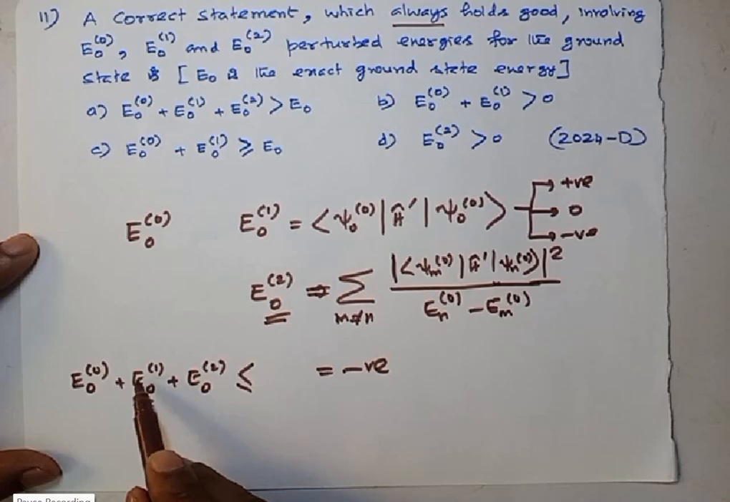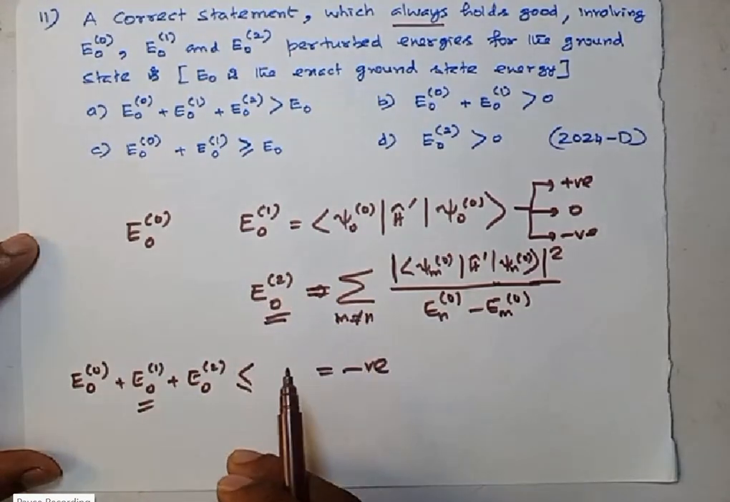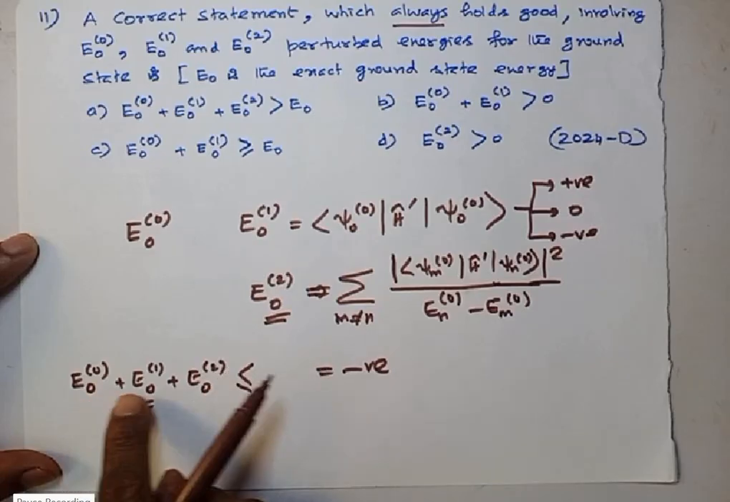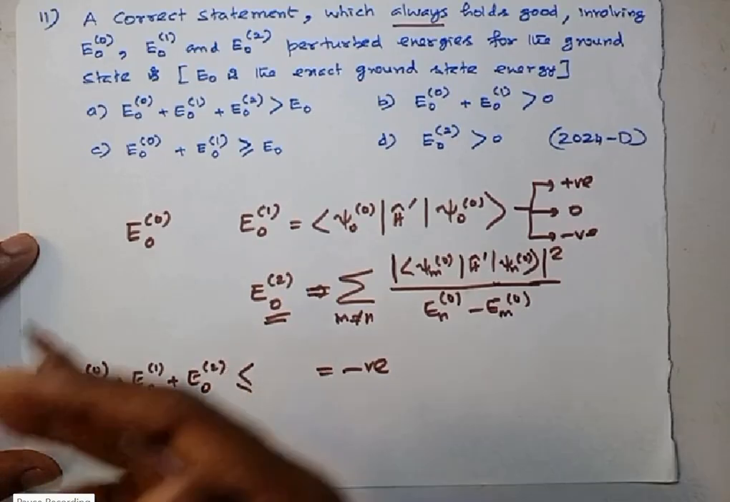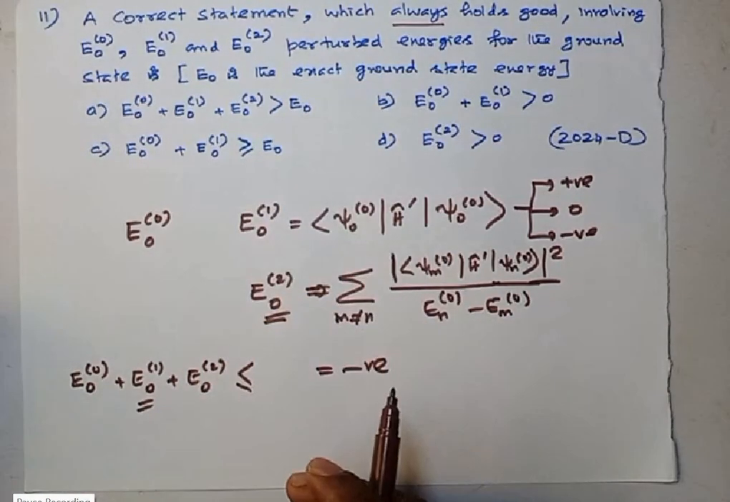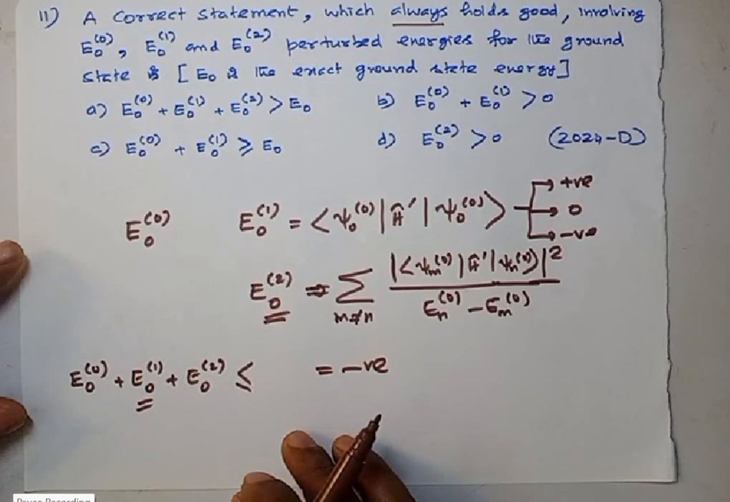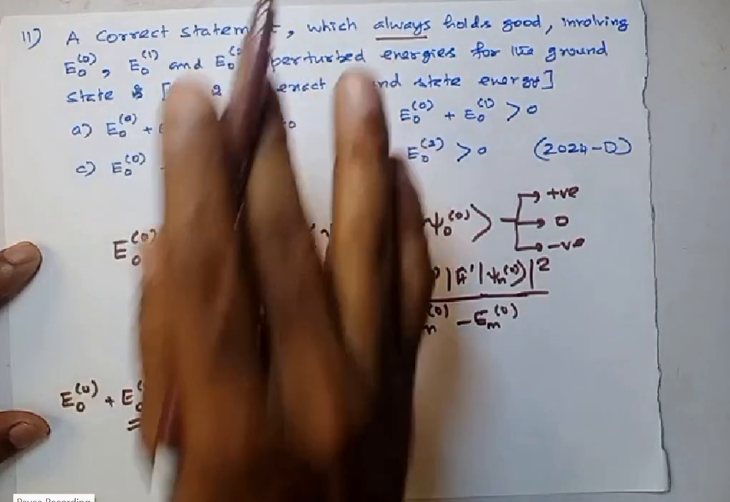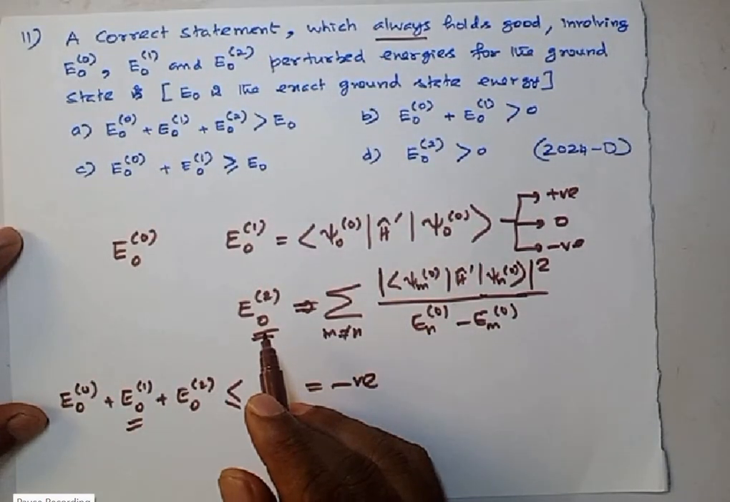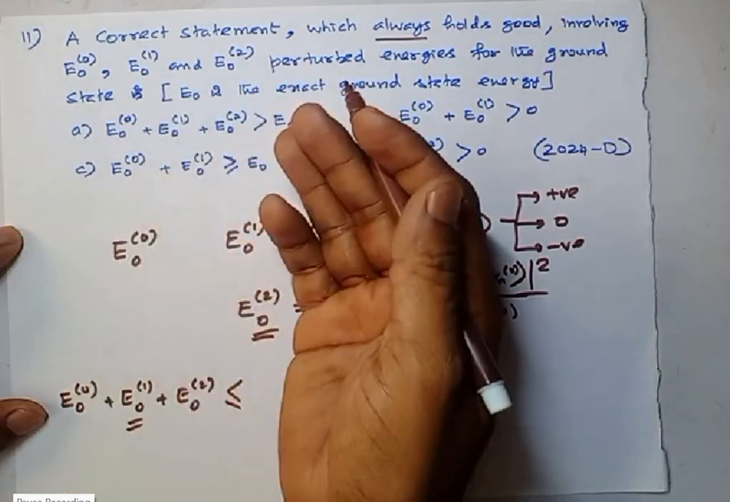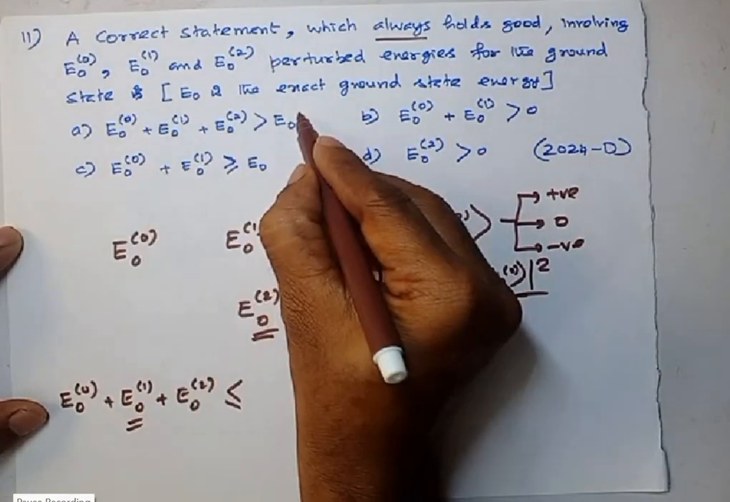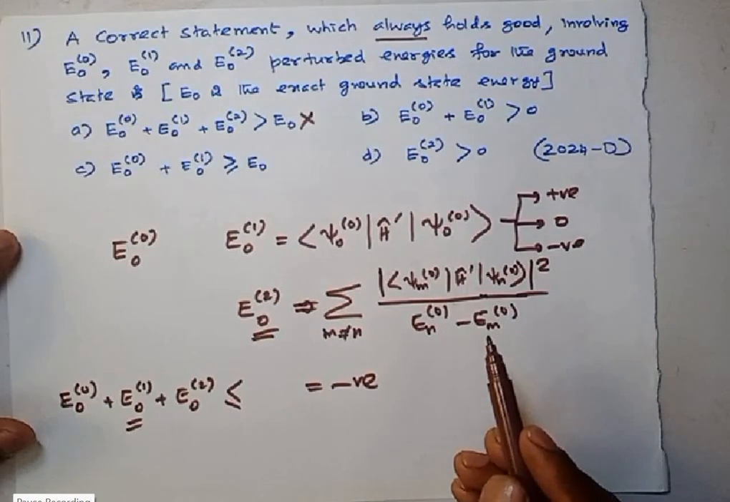Suppose the first order correction is positive with a high value, then even though the second order correction is negative, the value can be positive. It depends on the magnitude. Therefore, saying it is always greater than E naught is a wrong statement. This can be greater than, this can be less than, this can also be equal to 0. So this is a wrong statement. But we need to find out the correct one.